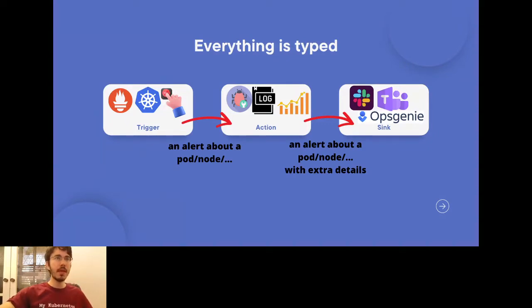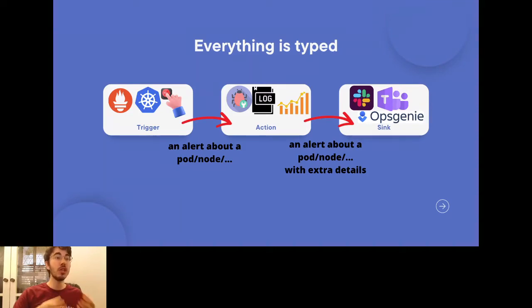The last comment that I want to make about the architecture is that everything is strongly typed. If you have a trigger with a Prometheus alert that kicks off an automated workflow, then in the Robusta system we have metadata about that. We know this trigger is an alert about a pod, or an alert about a node, or a trigger that occurred because you rolled out a new Kubernetes deployment. And we have data about what triggered that automated workflow, and that data passes to the next phase.